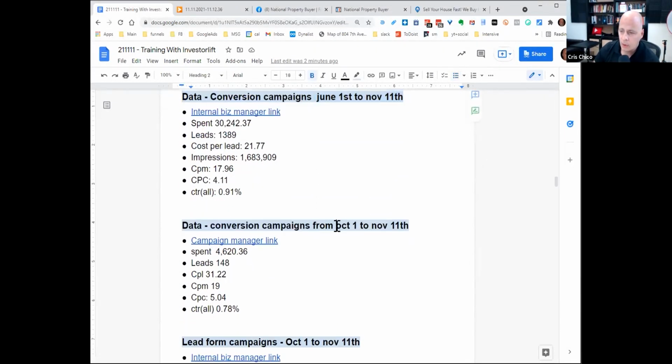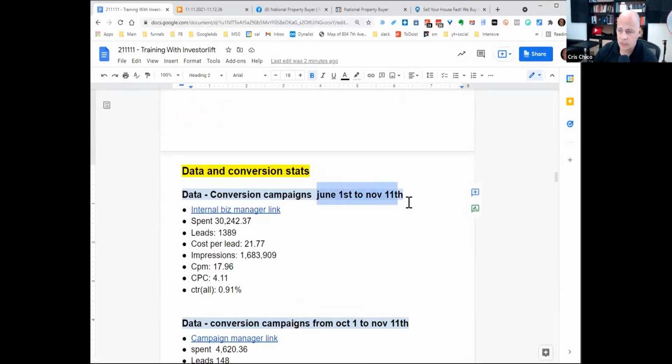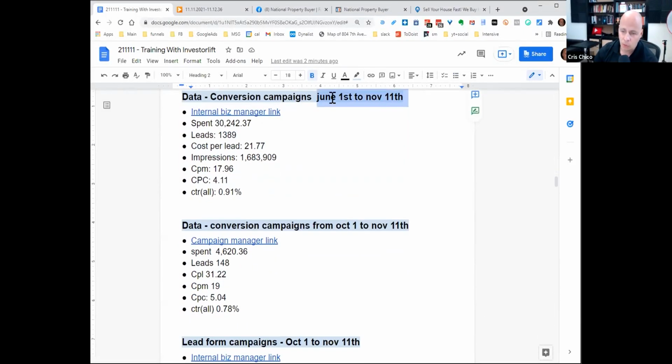So then October 1 to November 11th, the reason I made that a shorter time span is just so you can see, okay, here's what it was from this time period. Is that number increasing or decreasing? So we are seeing that the cost per lead is increasing. Right now, from October 1st to November 1st, the cost per lead is $31.22, right? And so it is increasing, although the CPM is about the same. The CPC is a little bit higher. So we are experiencing a higher cost per lead now than normal with Facebook.